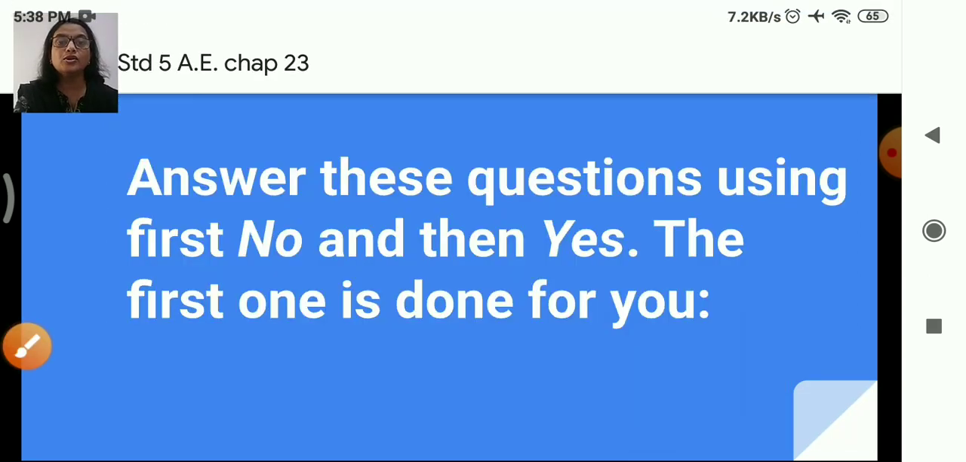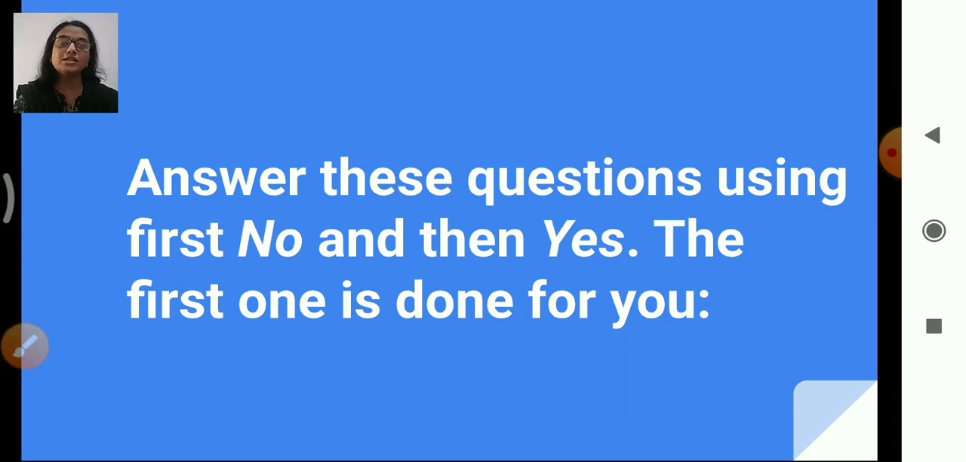So here goes the question. Answer these questions using first no and then yes. The first one is done for you. So what you are supposed to do? You have to answer the questions. What you will be doing first? You will be using first no, right? The chart of no, and then you will use the yes chart, the yes table.